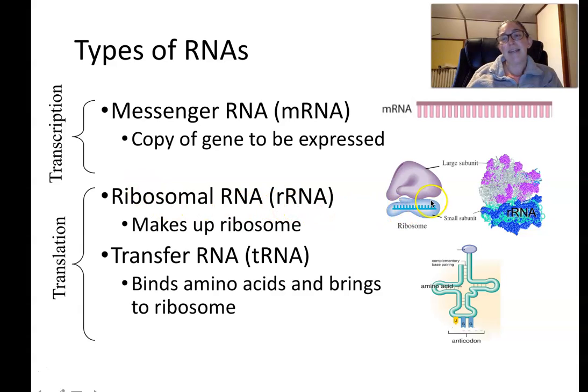Ribosomal RNA is rRNA, and it makes up these protein making machines in the cell called ribosomes. So ribosomes are structures made from both protein and RNA together. And then transfer RNAs, tRNAs, bind to amino acids and bring them to the ribosome, and so they help to make proteins. All three of these are involved in translation. Messenger RNA is the only one that's involved in transcription.